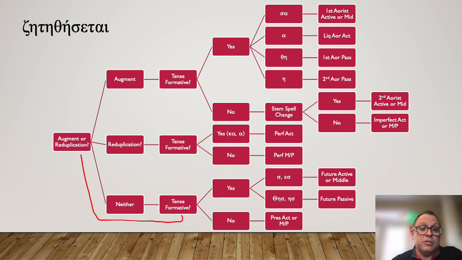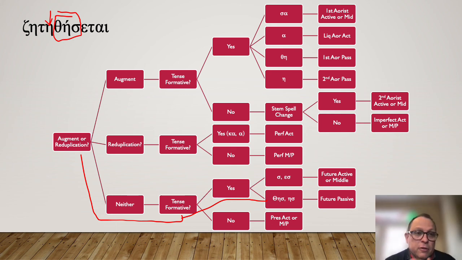The second question is, do we have a tense formative? And so we look here and we say zete. It looks like the epsilon of zeteo has lengthened to an eta. And so then we look for a tense formative. And the tense formative is theta, eta, sigma. So the answer is yes. So we go over here, and then we go over here. And we know the answer has got to be future passive. It's future passive indicative. That's all you know.